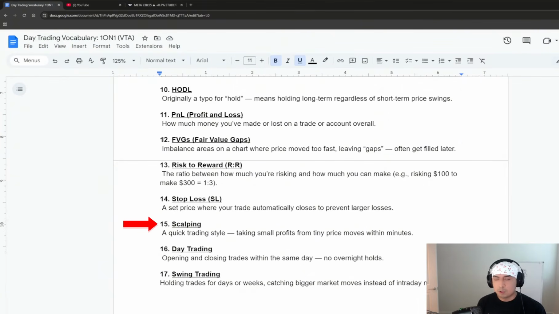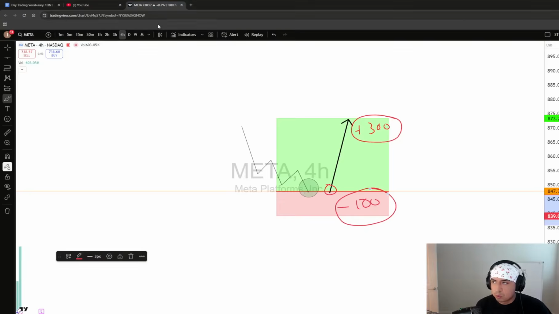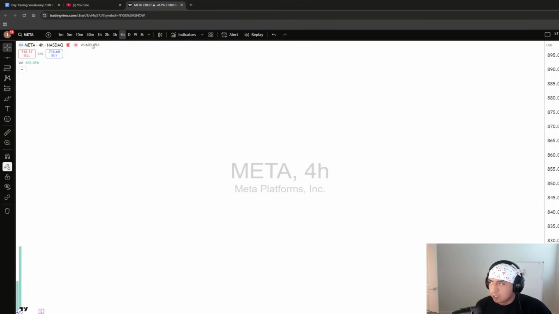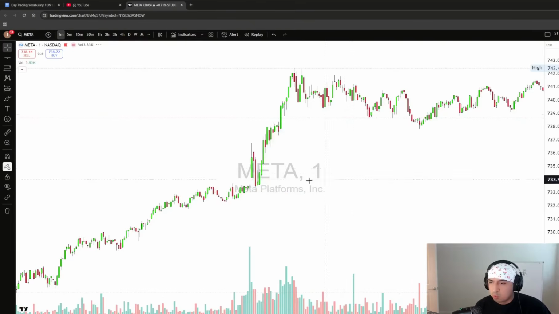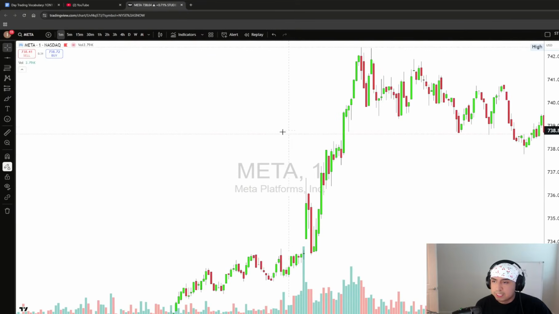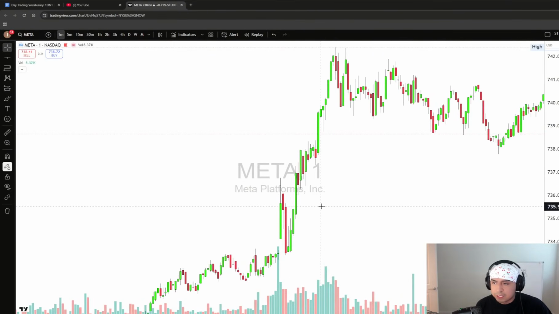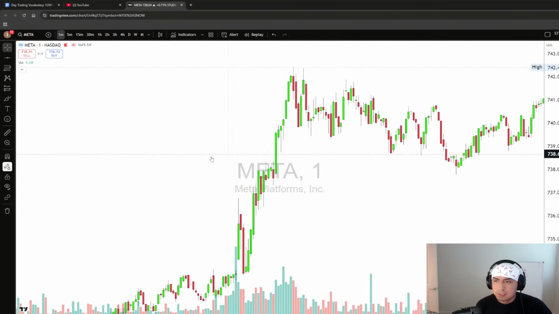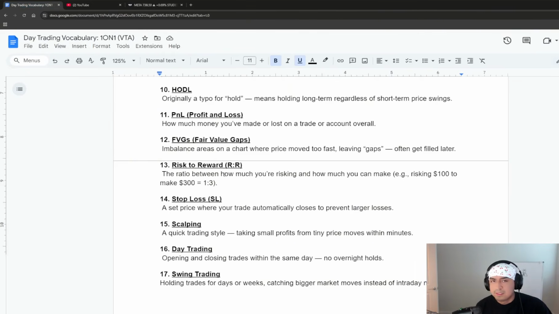Number 15, scalping. A quick trading style taking small profits from tiny price moves within minutes. So that just means that you're on a low time frame, like a 1 minute, and on this 1 minute time frame, you are trading these quick up and down movements, but you are quick in and out with it, right? You're making your money very quick. You're not holding on for hours. You're not holding on for days, but you're scalping in between these movements so you can make your money quick, and that is what scalping is.